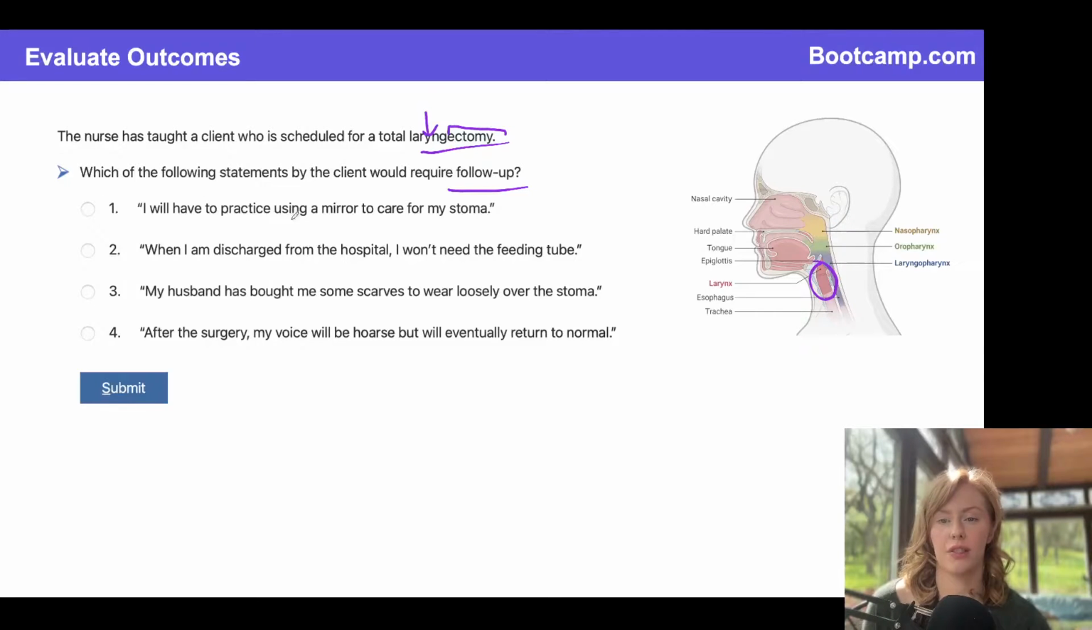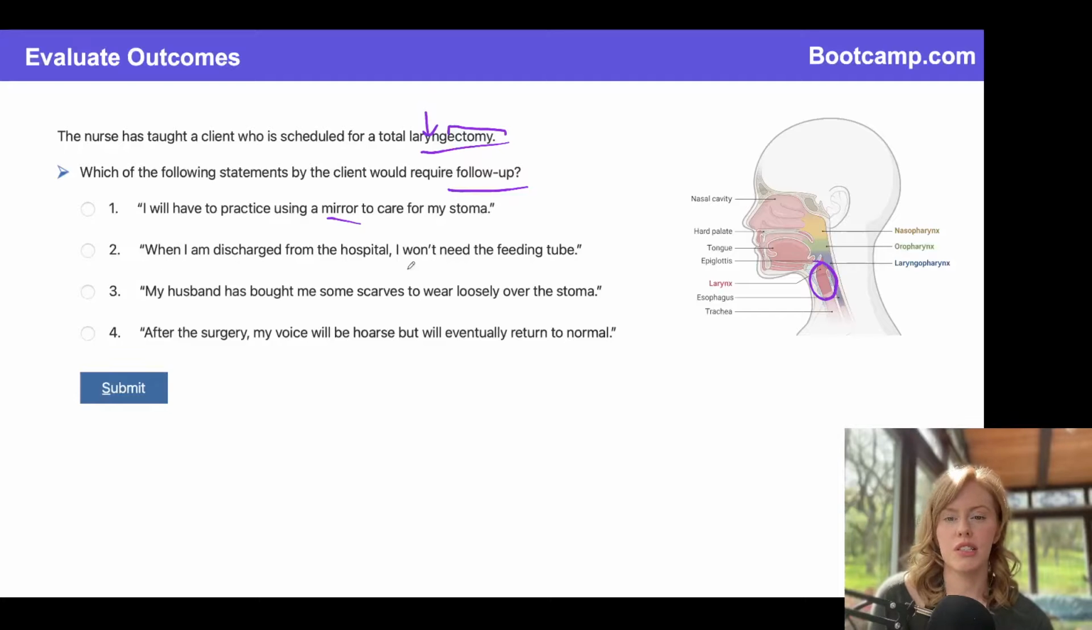Will the patient have to practice using a mirror to care for the stoma? So yes, a major consideration for this surgery is that it causes a lot of body image changes for the patient. They're going to have a stoma. It's a very visible thing right here on your neck, and so it's very important that we start getting them to use a handheld mirror, to visualize it, to start to care for it, to just get accustomed to their new body image. So this is correct. There's nothing to follow up on here.